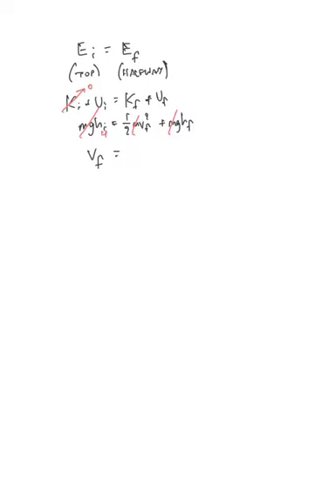For h final, that's halfway down the ramp, so the height will be 2 meters at that point. And if everything is done correctly, you should get a final speed halfway down the ramp of 2 root 10 meters per second.